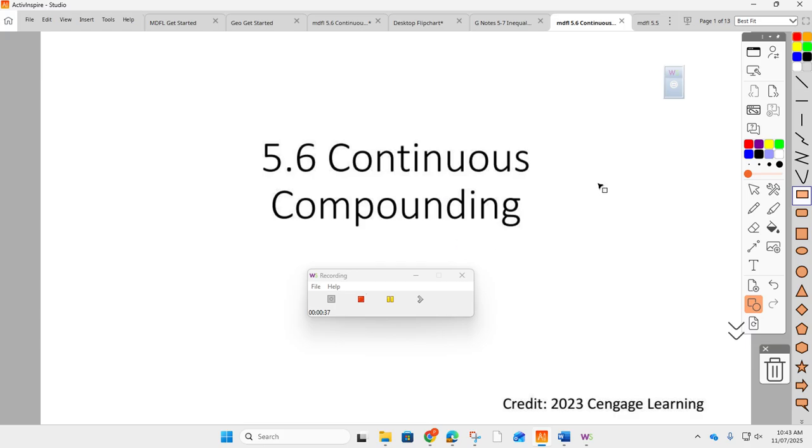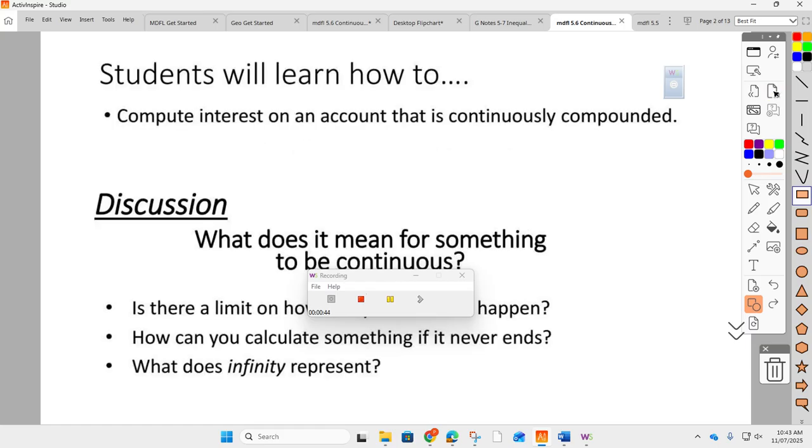That is 5.6, continuous compounding. So we're computing, since you're going to learn how to compute interest in an account, but it's continuously compounding. What does it mean? What does continuous mean?